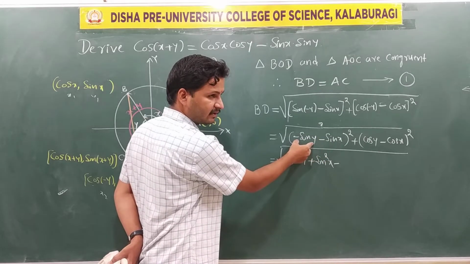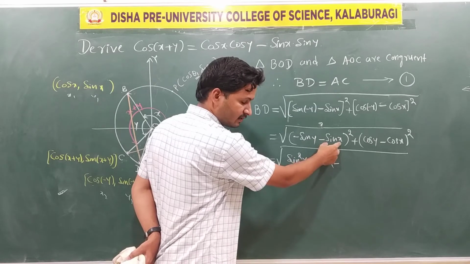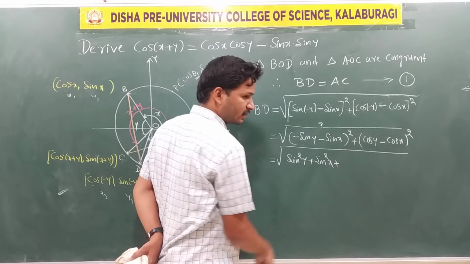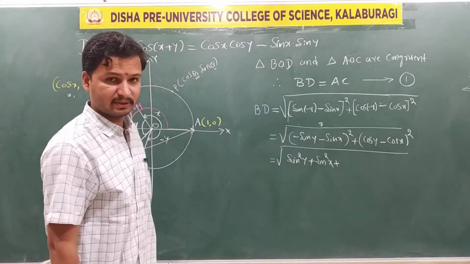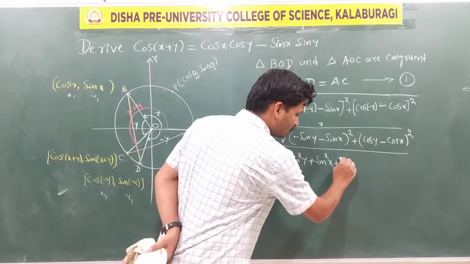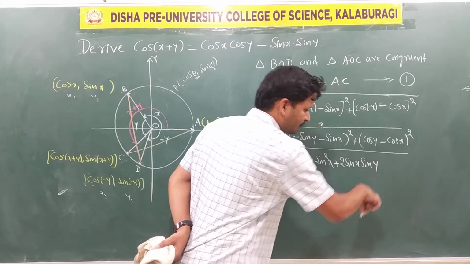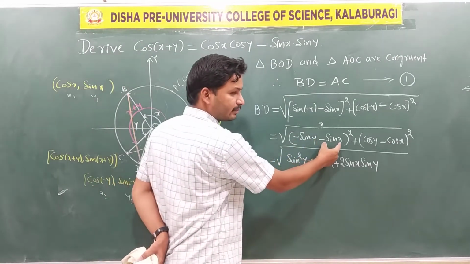A is minus sin y, plus b is minus sin x. So (a plus b) whole square is a square plus b square plus 2ab. 2 times of minus sin y into minus sin x. So minus into minus is plus. So that is 2 times of sin x into sin y. Okay, so here a is minus sin y, b is minus sin x.